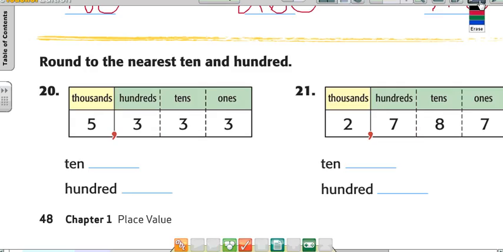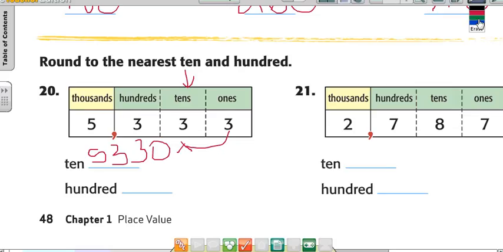Okay, now it says round the numbers to the nearest tens and hundreds. All right, what number's in the tens place? Well, there's 3 of them. Which one? The one in the middle, right? That one. Am I working with a 5 and a 3 yet? No. Now looking over to the right. What does that 3 say? So the 3 in the tens place stays the same. And replace the other 3 with? 0.